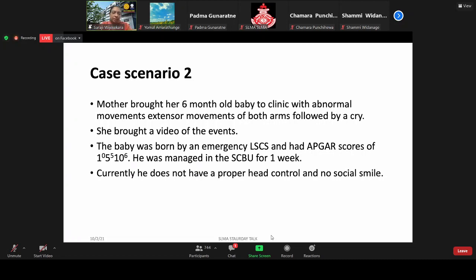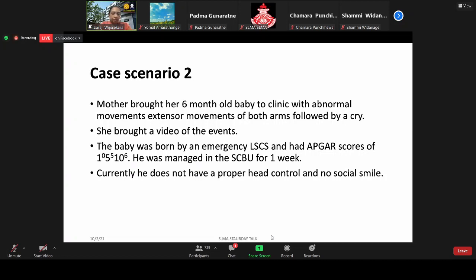Now we'll move on to case scenario 2. Mother brought her 6-month-old baby to the clinic with abnormal movements, flexor and extensor movements of both arms, followed by a cry, right? She brought a video of the events. The baby was born by an emergency section and had an APGAR score of 0 at 1 minute, 5 at 5 minutes, and 6 at 10 minutes. So that means that there had been some insult to the brain. There has been some birth asphyxia.